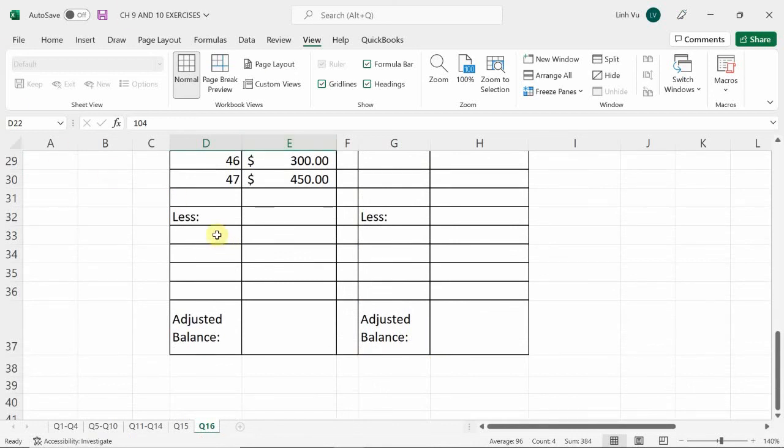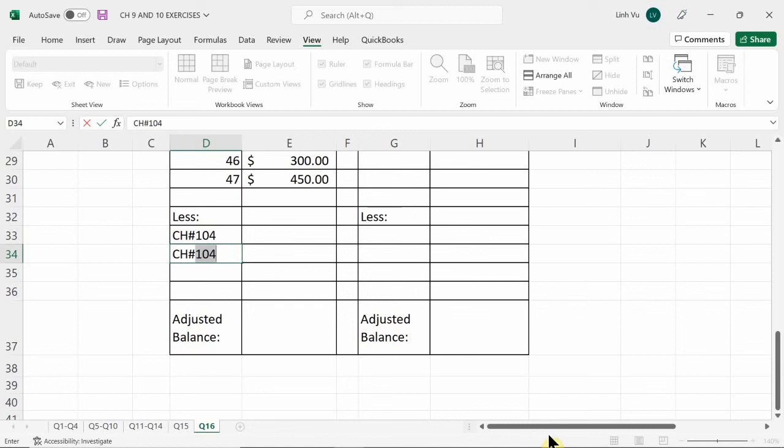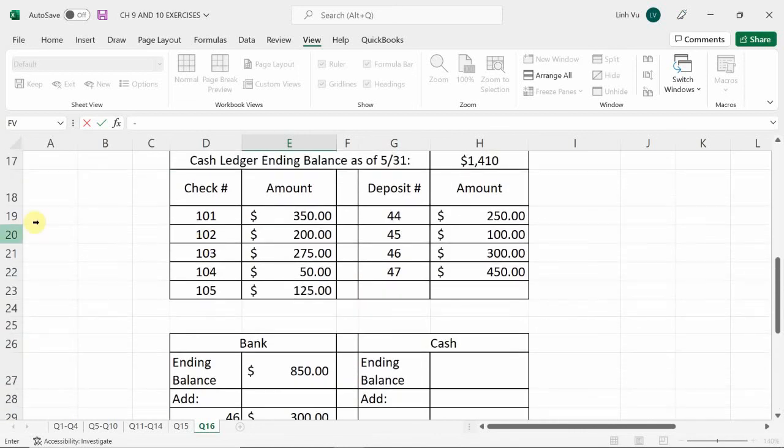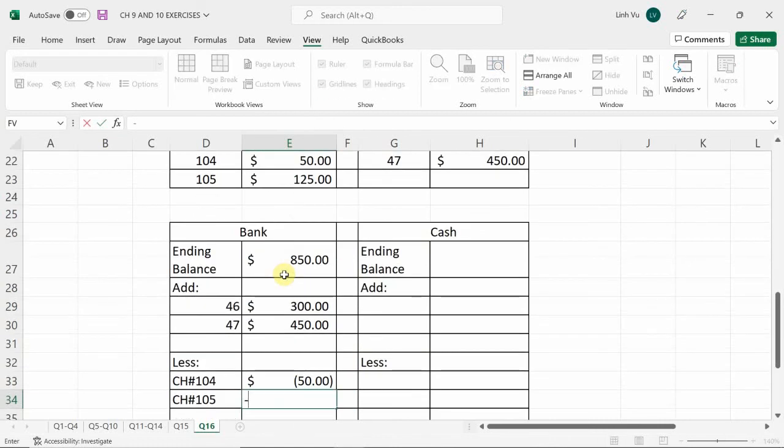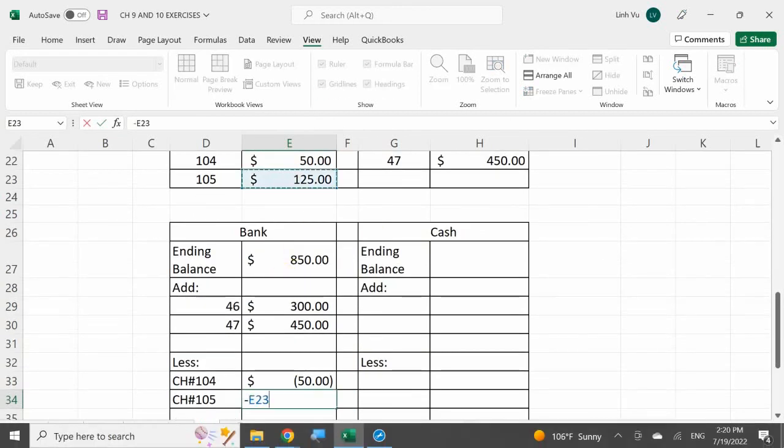So in this case, I got check number 104 and check number 105. Okay, and check number 104 is going to be $50, and my check number 105 is $25.